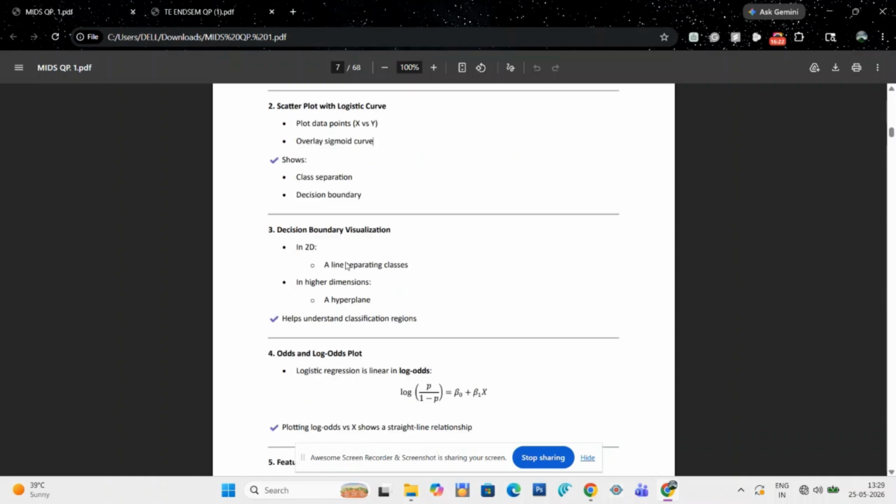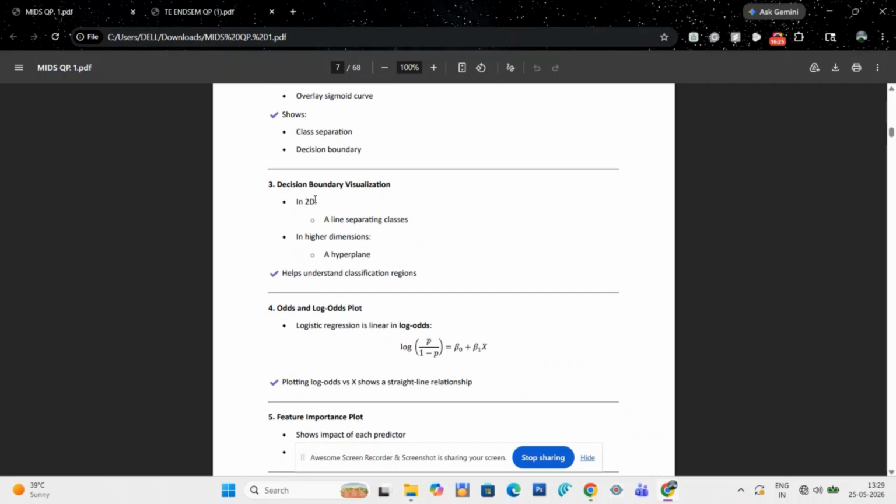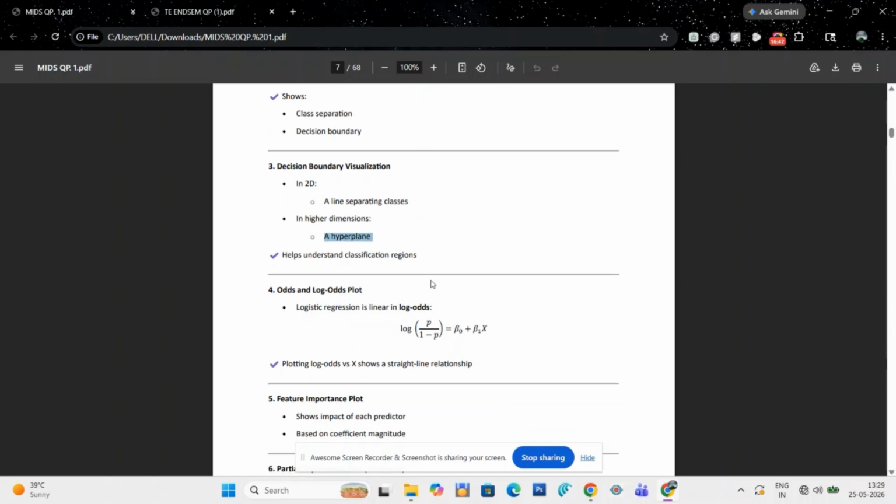The third is decision boundary visualization. In 2D, with only length and width, it is a line separating the classes. In higher dimensions like 3D, 4D, up to 10D, we use a hyperplane. A hyperplane helps to understand the classification region, and it has multiple regions like up, down, side, like a 3D slice. Next is the odds and log odds plot.